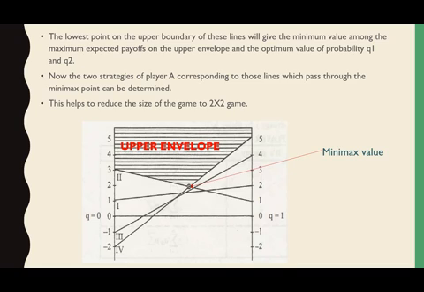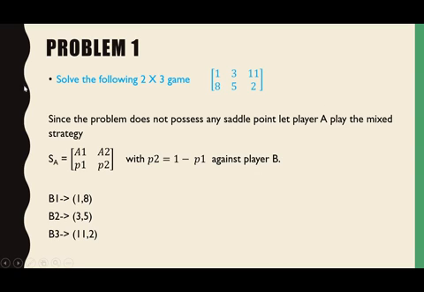So for us to understand this more clearly, we will consider one problem of type 2 cross n and one problem of type m cross 2, and we will solve them. Believe me, this is a very simple problem. There is nothing to worry. Just have a look at the problem. You will be able to understand it. So let us consider the problem. Solve the following 2 cross 3 game.